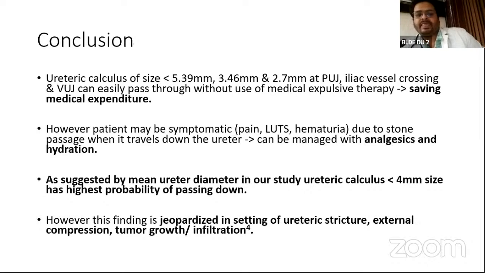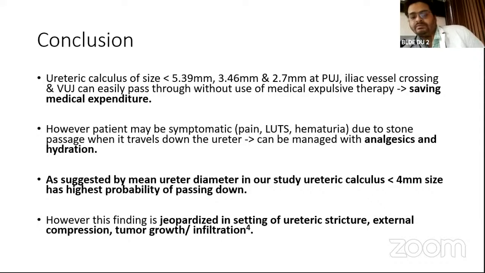To my conclusion, I would like to say the ureteric calculus of size less than 5.39 mm, 3.46 mm and 2.7 mm at pelviureteric junction, iliac vessel crossing, and vesicoureteric junction can easily pass through without the use of any medical expulsive therapy, thereby saving medical expenditure. However, the patient may be symptomatic with pain, lower urinary tract symptoms, hematuria due to the passage of stone when it travels down the ureter, which can be managed successfully by the use of analgesics and hydration.